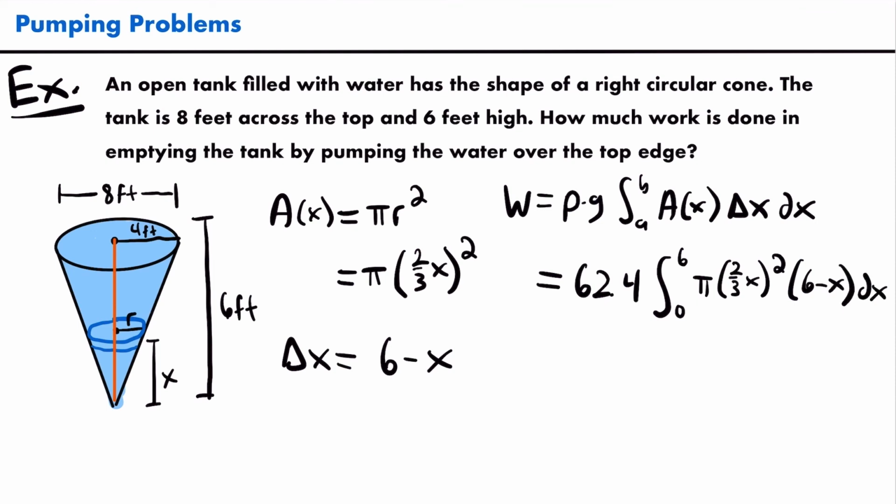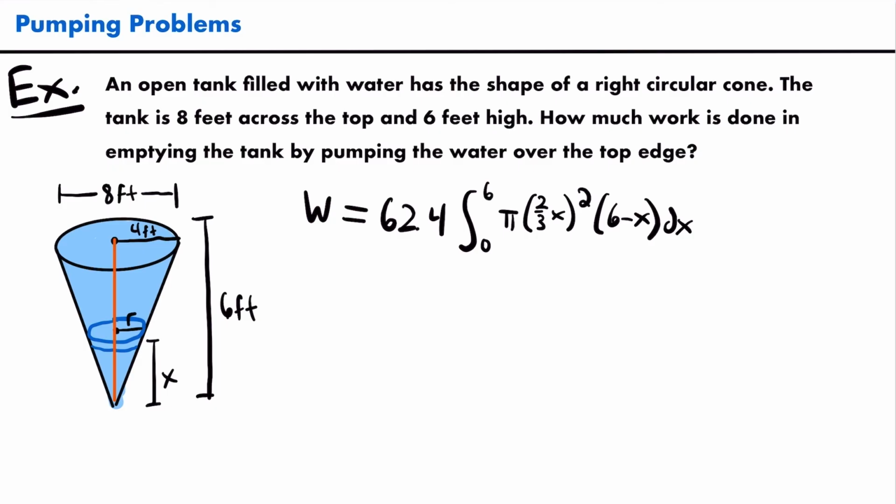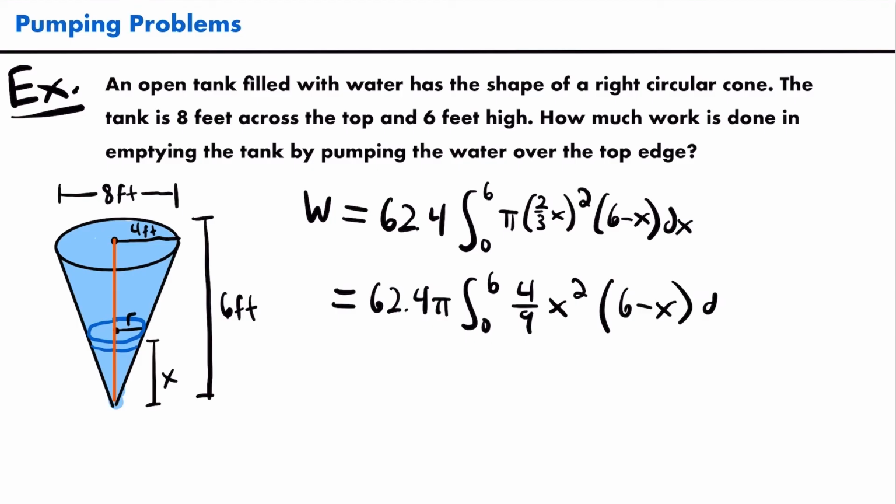Okay, and so now if I clean up my work here, we can begin solving this definite integral. And so let's start by simplifying it a little bit. We can square our radius here and then pull pi outside of the integral. So the work will be equal to 62.4 pi times the integral from 0 to 6 of 2/3 squared, which will be 4/9 times x squared times 6 minus x times dx.